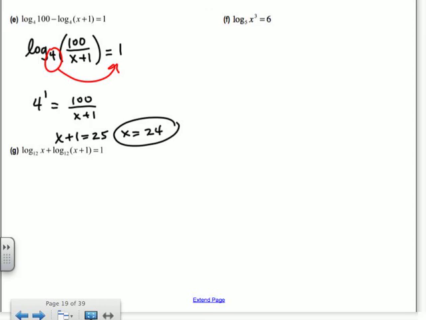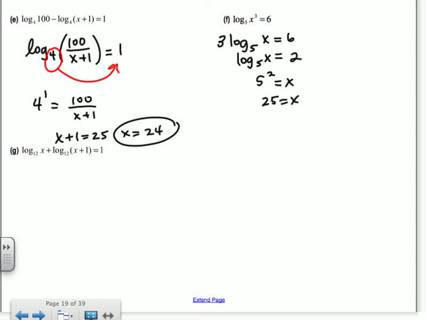How about f? What did you hear? Yes, bring the 3 to the front. So you get 3 log base 5 of x equals 6. Divide by 3, so I get log base 5 of x equals 2. Switch to exponential, 5 squared equals x, so 25 equals x.